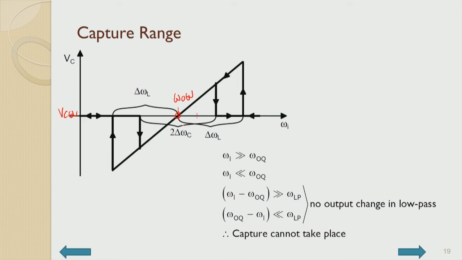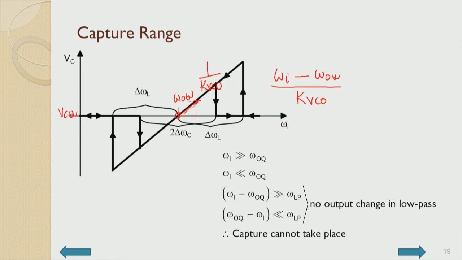So if it is higher, then this is the change in DC that is produced, which corresponds to omega I minus omega naught Q, that is the change, okay, in frequency divided by KVCO. So the slope of this is 1 over KVCO. So it will go on like this all the way up to the lock range, then go out of lock. This is what we saw. And on the other side, it will go on all the way up to this and go out of lock. So first you have to start with omega equal to omega naught Q to achieve this.